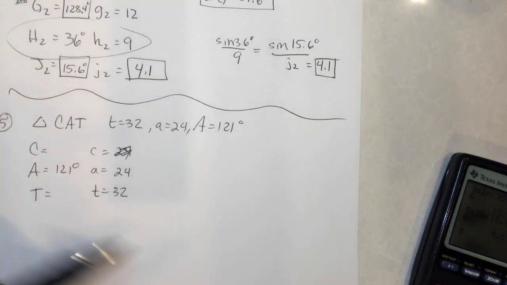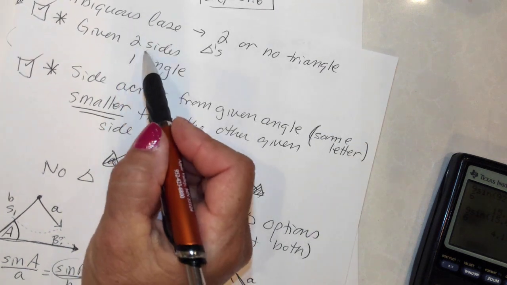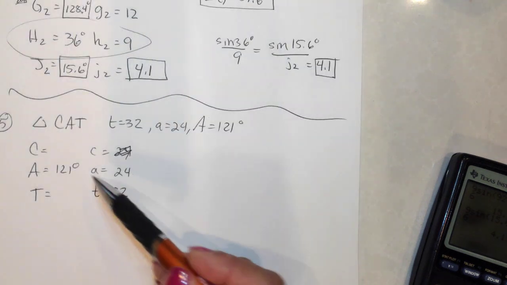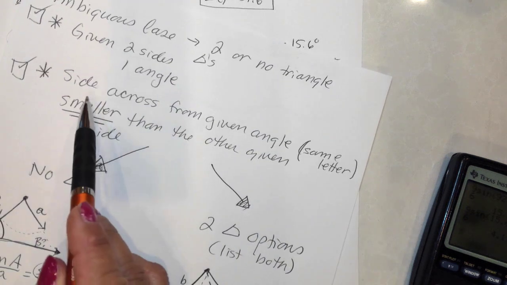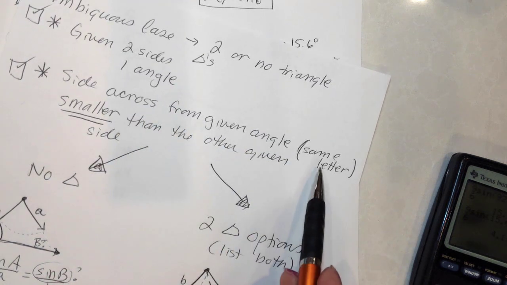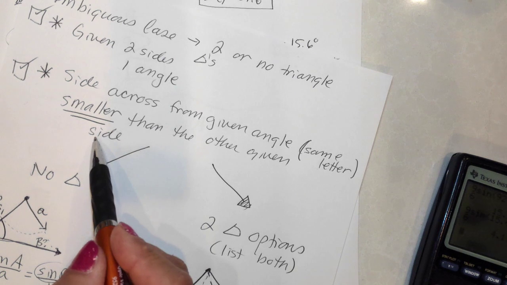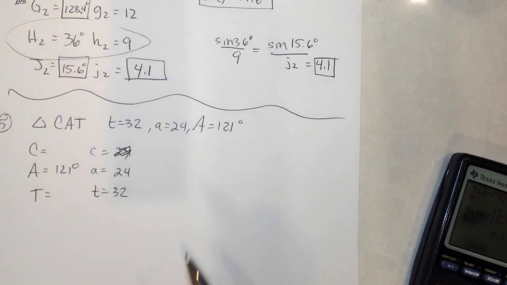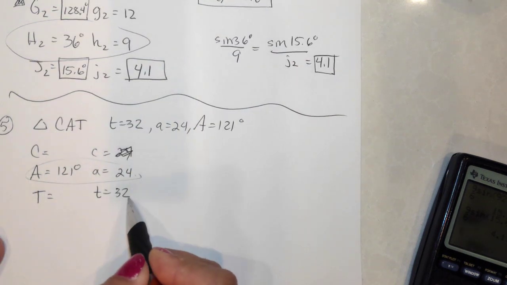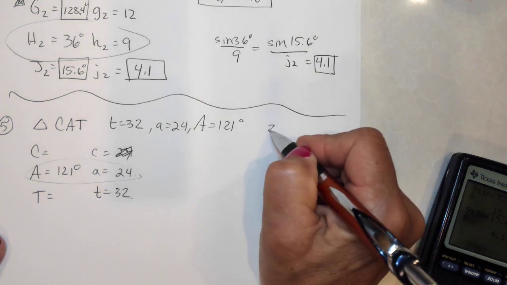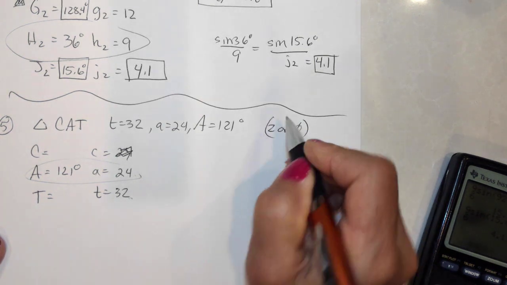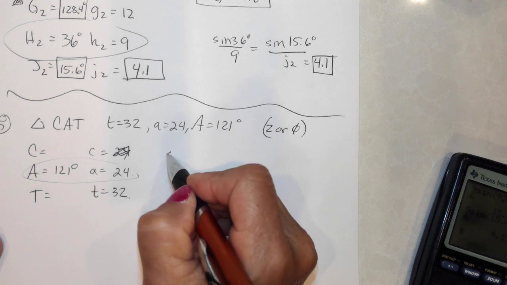So check in my checklist. I have been given two sides and one angle. And the side across from the given angle, meaning the one with the same letter, is smaller or shorter than the other. Let's see. Is the 24 shorter than the other? Yes. So this is a two or none situation. So I just start doing my work.